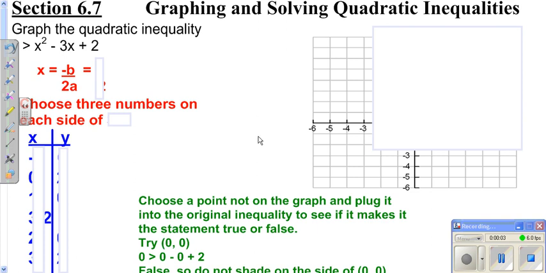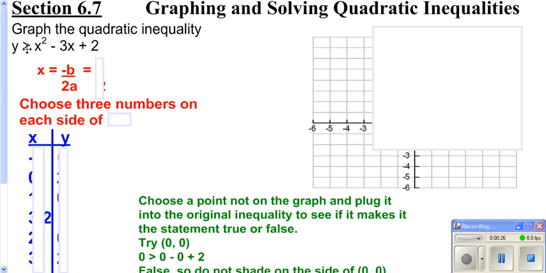We're going to look at solving quadratic inequalities. One way to solve a quadratic inequality is to go ahead and graph it, and we're going to be looking at that in a little bit. But to begin with, instead of a quadratic function, we're going to graph one that has a greater than or a less than sign instead of an equal sign.